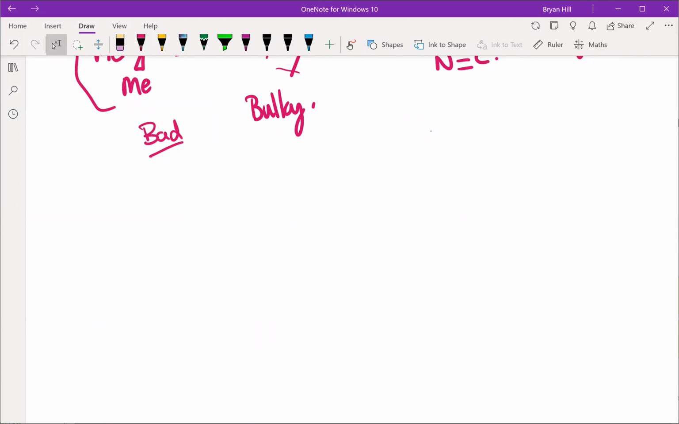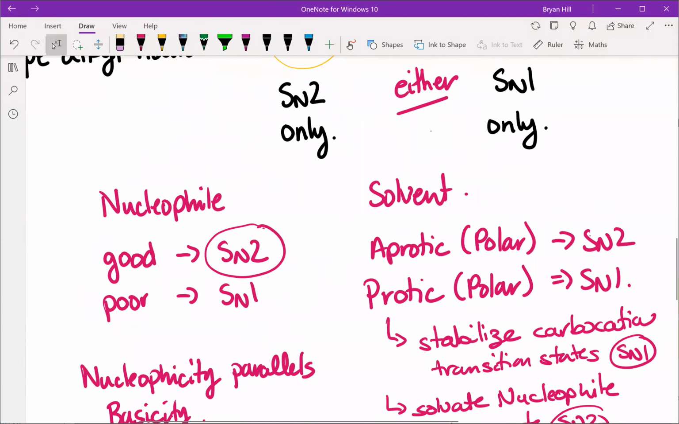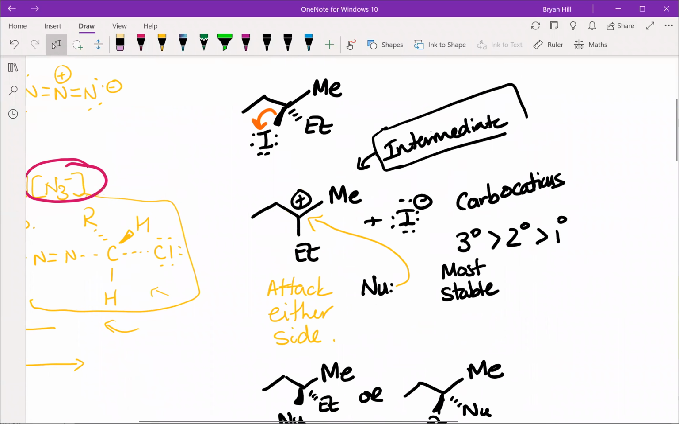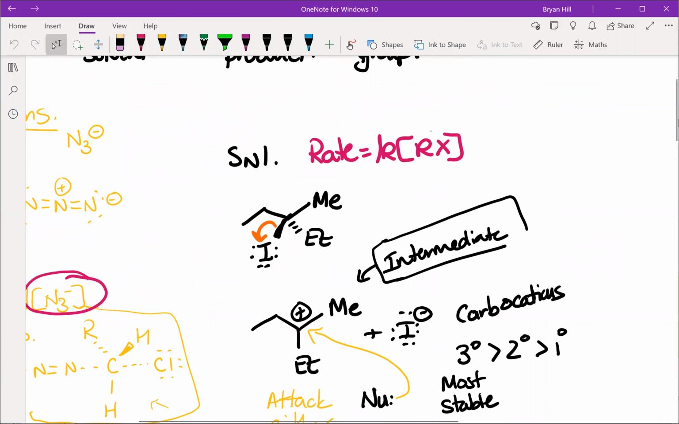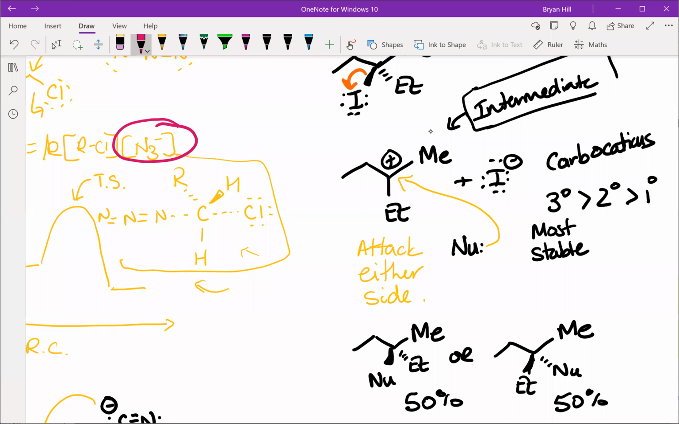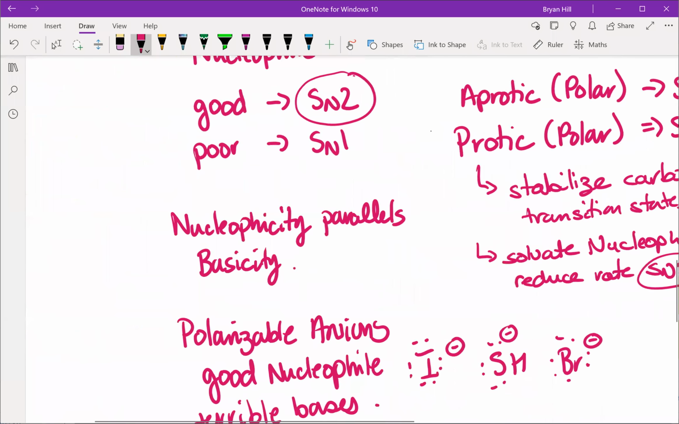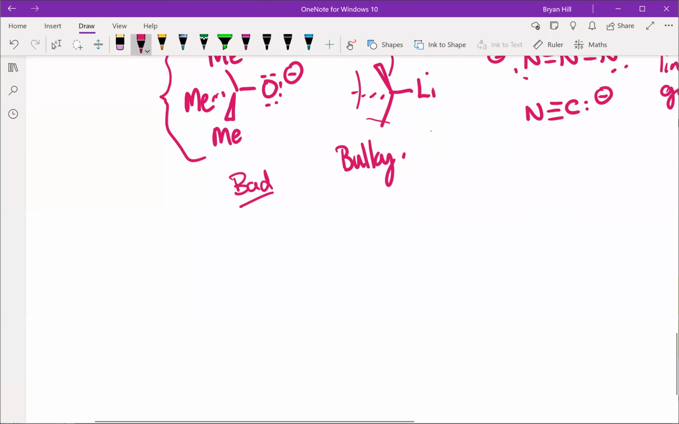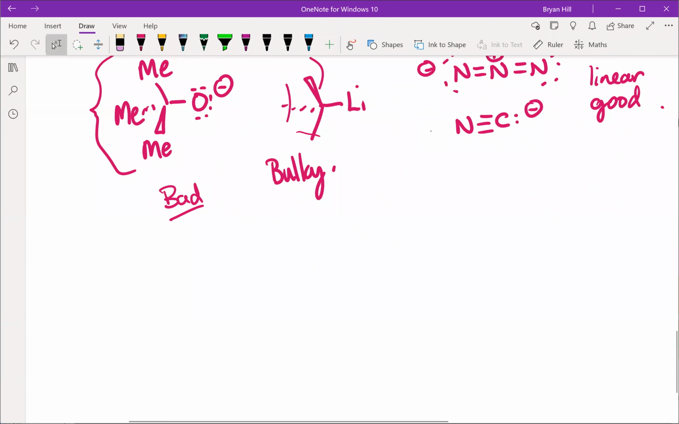Now, there was another question about leaving groups. Leaving groups are part of each rate determining step. For the SN1, the leaving group has to leave, the RX. And for an SN2, the RCl here. So leaving groups are important for both reactions. The difference is some leaving groups are good leaving groups and some are bad leaving groups.